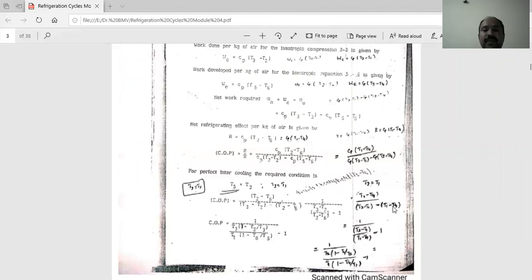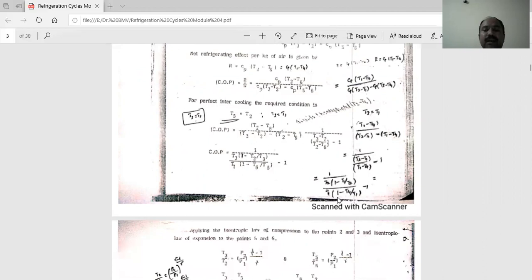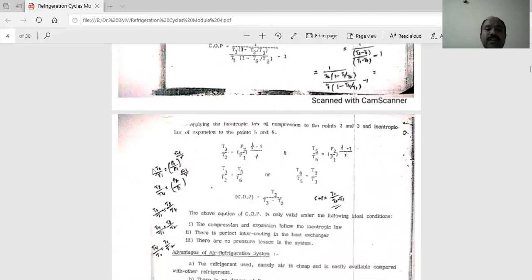Here the denominator will be cancelled: 1 divided by (T2 minus T1) divided by (T1 minus T4) minus 1. In the denominator you can take a common term of T2, 1 minus T1 divided by T2, and T1 as a common term, 1 minus T4 divided by T1, minus 1. Then go to the isentropic compression and expansion process. Based on the compression process, T2 divided by T1 is equal to P2 divided by P1 to the power of (gamma minus 1) divided by gamma. Then T3 divided by T4 is equal to P3 divided by P4 to the power of (gamma minus 1) divided by gamma.